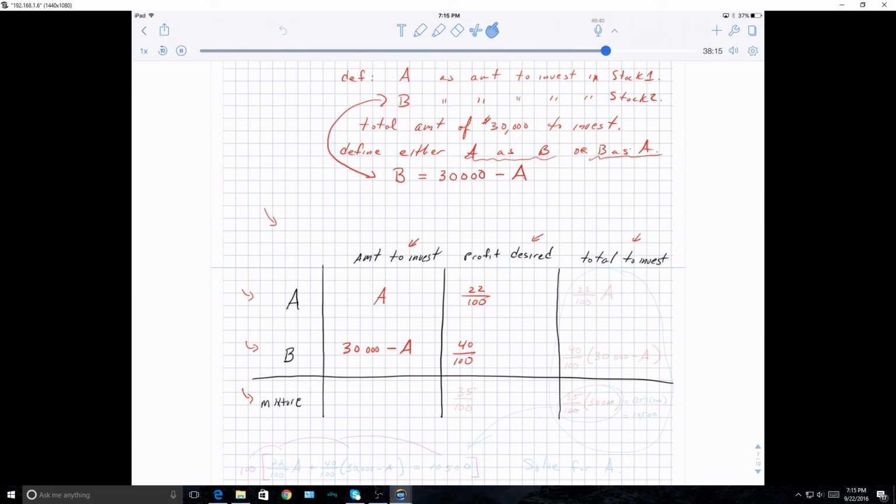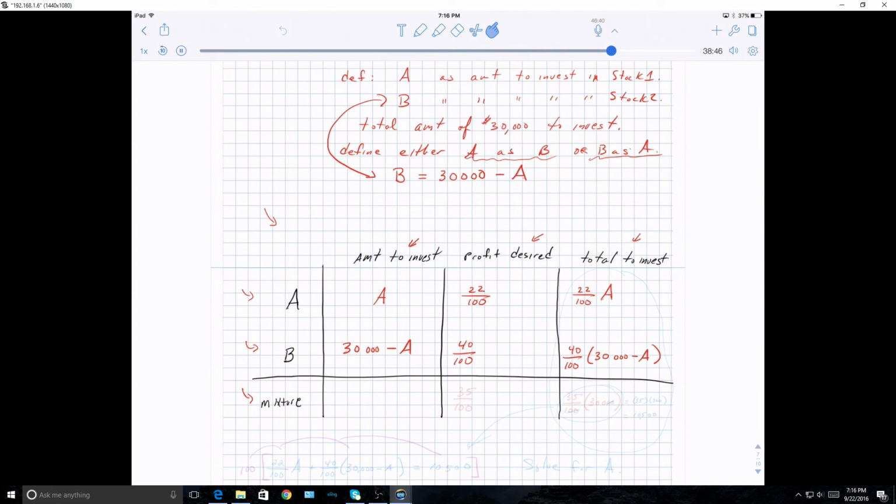So, well, what is the total to invest at A? Well, that's going to be 22% of A. Well, what would be the total that we're going to invest in B? Well, that would be 40% of what's left over from the 30,000 after investing in A.